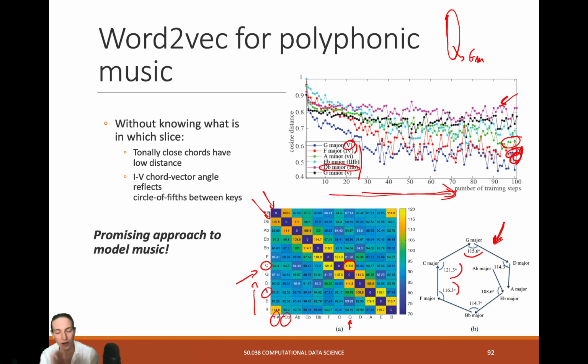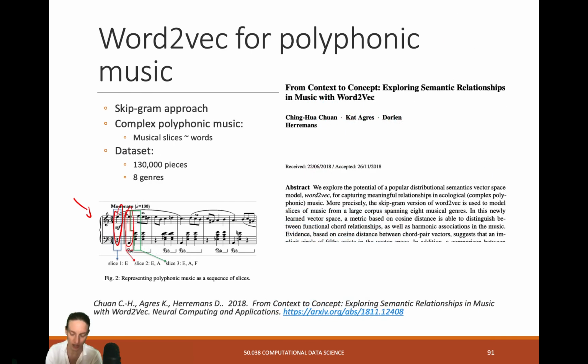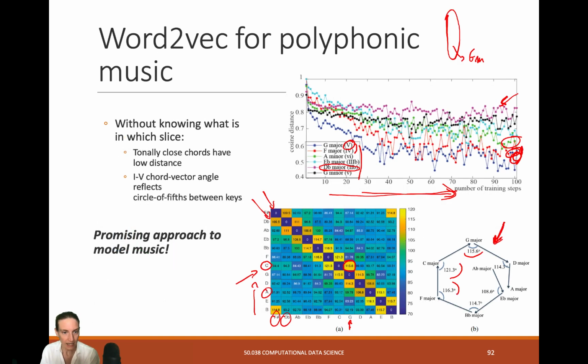So why am I saying all this about music? Just to show you that word2vec, without knowing what was in the words that we gave it, just by looking at the occurrences, just like in language, was able to model the semantic content of the music. Now, if you're more interested in that, check out our ArXiv paper, or actually the published paper in the Neural Computing and Applications journal. So this is a very promising approach to modeling music, but many other things as well.